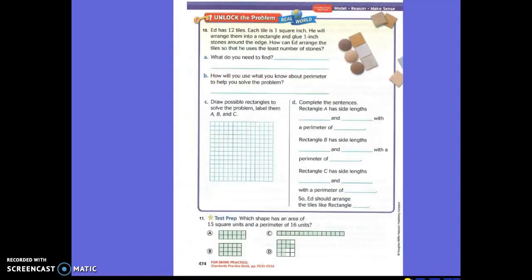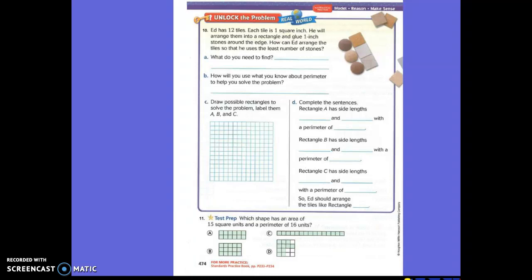Next page. Ed has 12 tiles. Each tile is 1 square inch. He will arrange them in a rectangle and glue 1-inch stones around the edge. How can Ed arrange this tile so that he uses the least amount of stones? The stones are the perimeter because he's doing them on the outside. So write what you need to find.